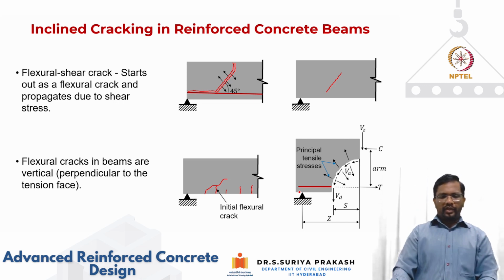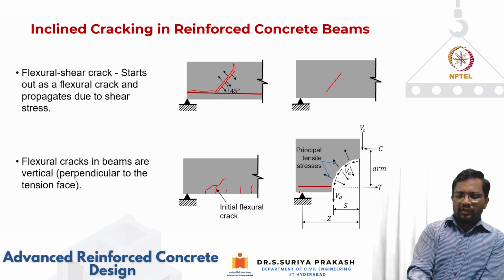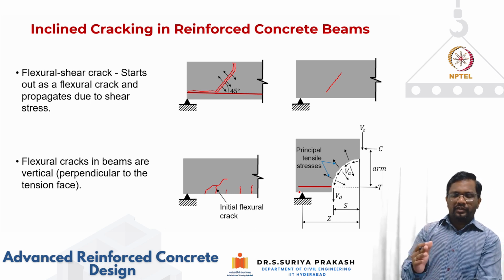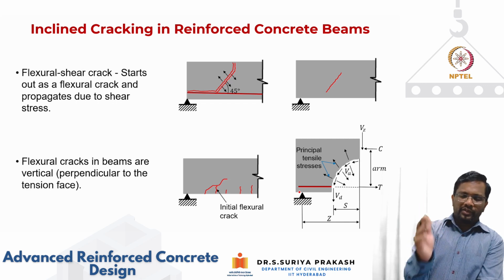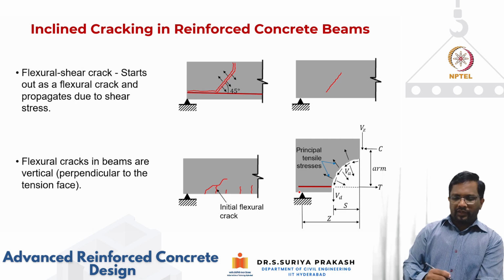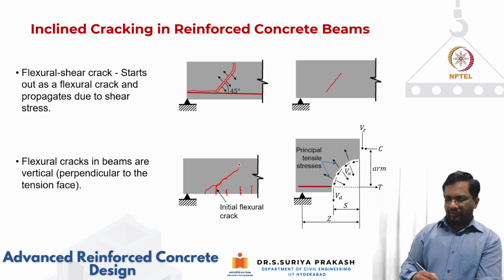Okay, so now if you look at inclined cracking in RC beams, the flexural shear crack is going to start out as a flexural crack, and then it's going to propagate as a shear crack. In other words, it initially starts as a flexural crack, and then as the shear gets larger, it converts itself into a shear crack, a 45-degree crack. So flexural cracks are like this, and now these flexural cracks can convert themselves into shear cracks like this.